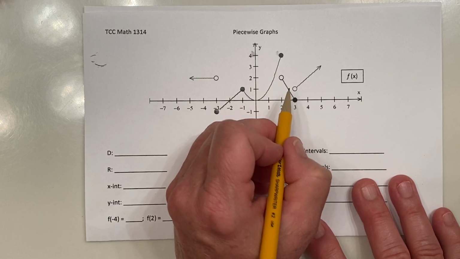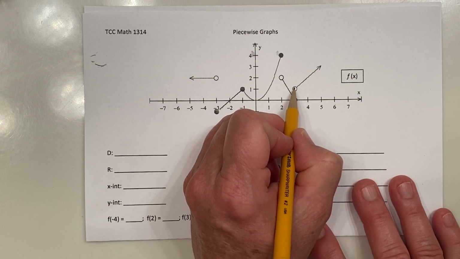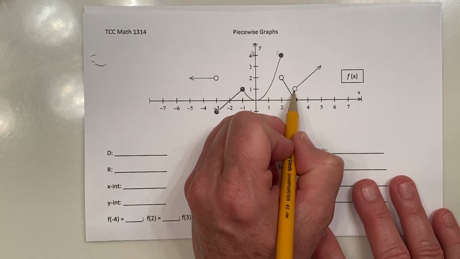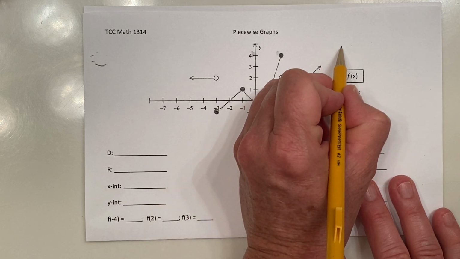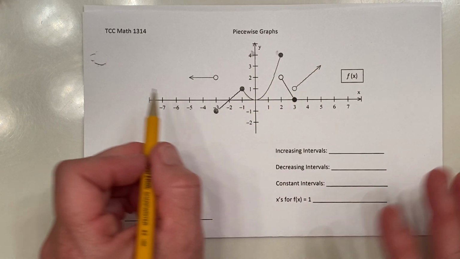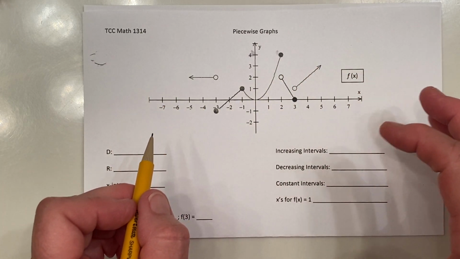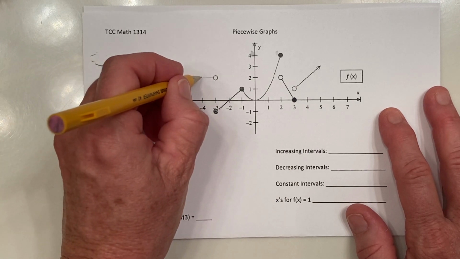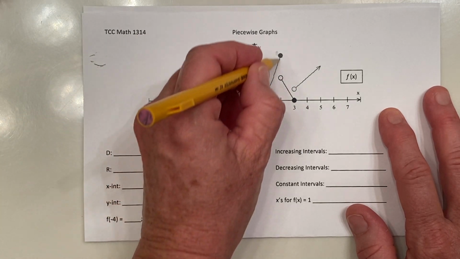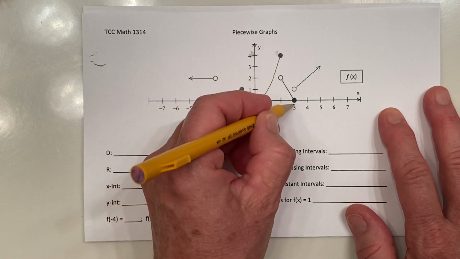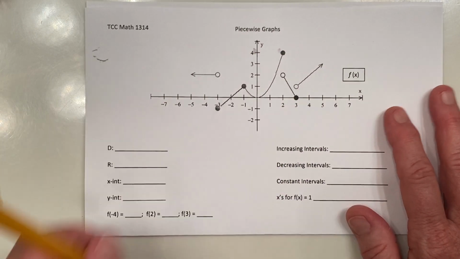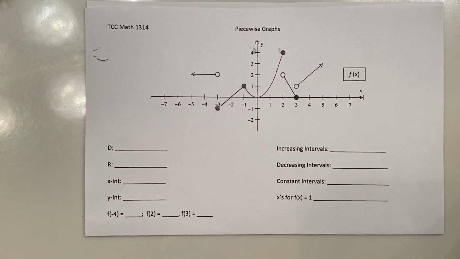Once we achieve getting down to this point, then we jump back up with another open circle, and we continue on this line right here. If you count all the pieces that make up this discontinuous piecewise graph, we've got 1, 2, 3, 4, and 5. So for this piecewise function, there are 5 equations.